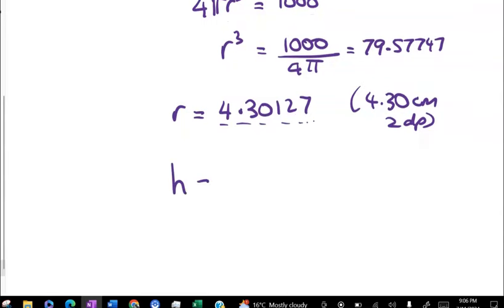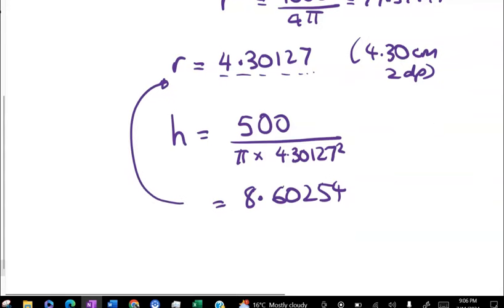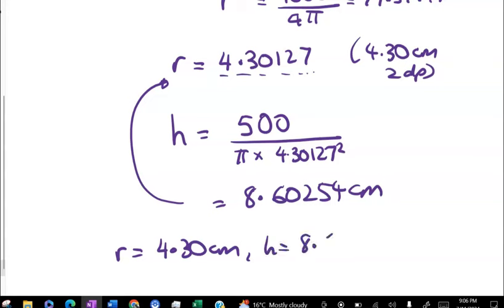So now we have h. h is equal to 500 over pi times the radius squared, and that gets me 8.60254, which you will notice is exactly double that radius, centimetres. So my dimensions are radius is 4.30 centimetres and the height is 8.60 centimetres. I really hope I've got those right. Please tell me, anyone, if you find a mistake, because I've done this pretty quickly.